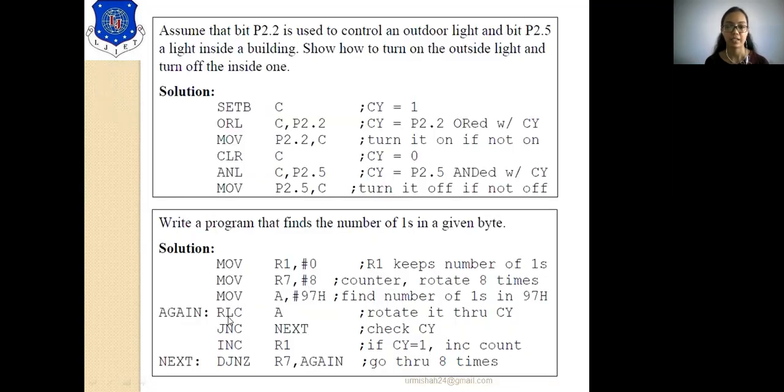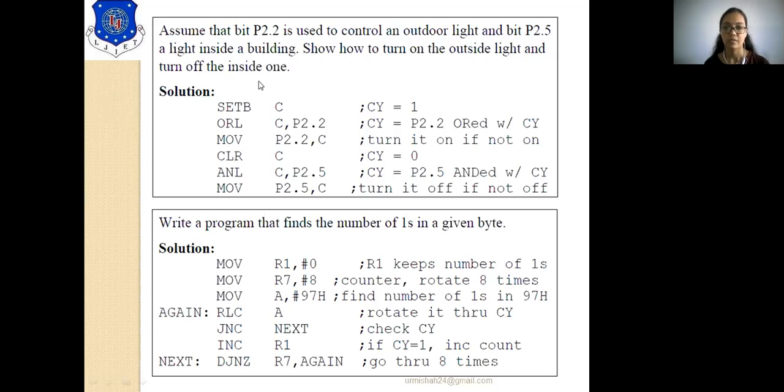A few examples are given on this slide. You can assume the bit P2.2 means the second pin of port 2. P2 means port 2 and .2 means the second pin of port 2. You have to control an outdoor light, and bit P2.5 means the fifth pin of port 2. Now you have to show how to turn on the outside light, and turn off the inside one.